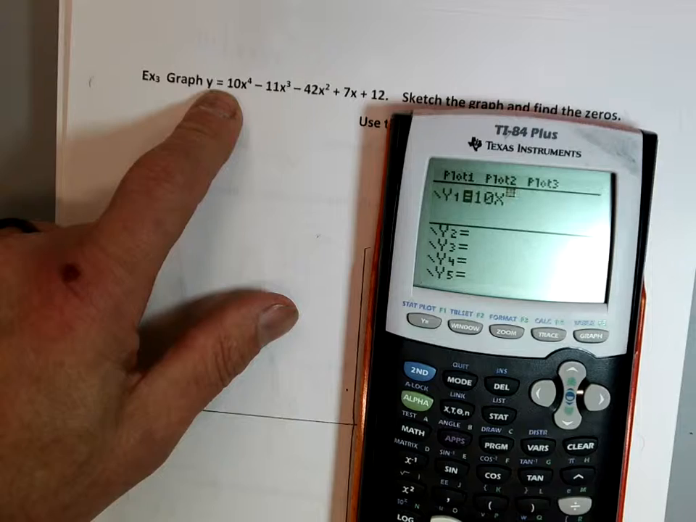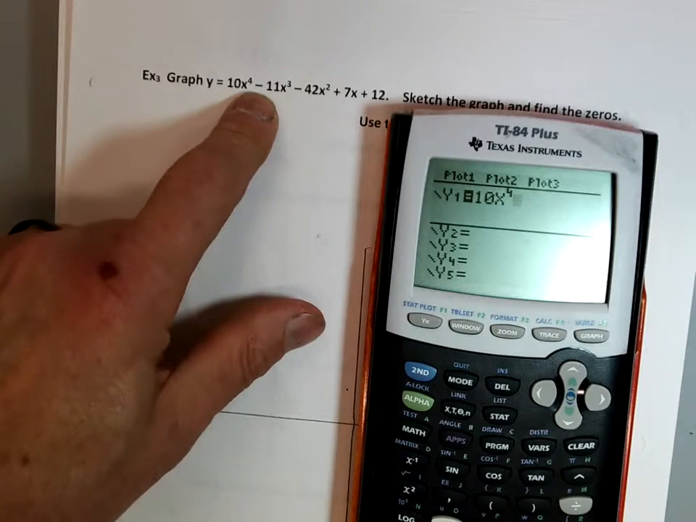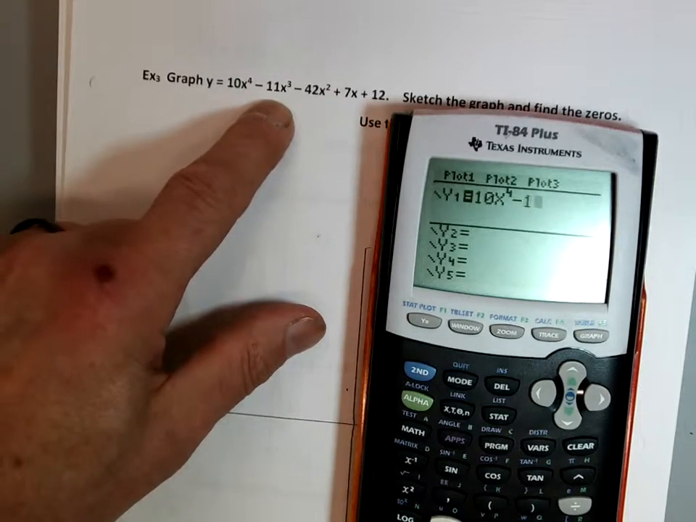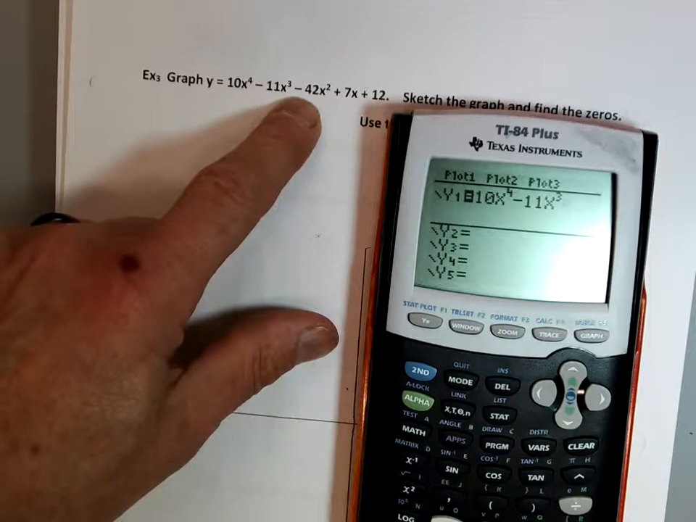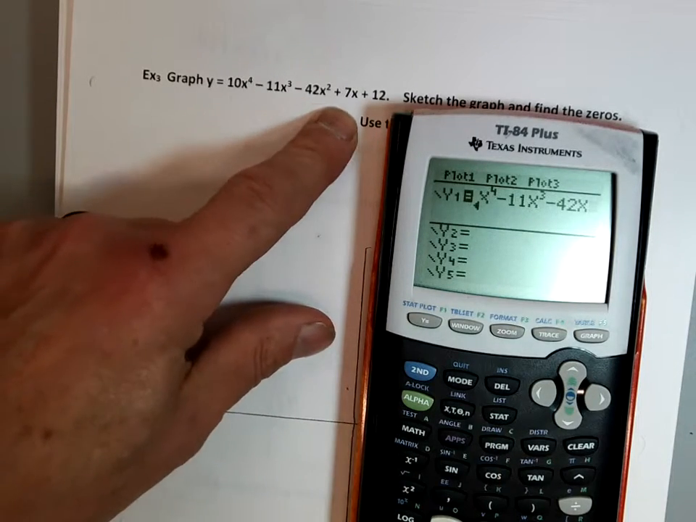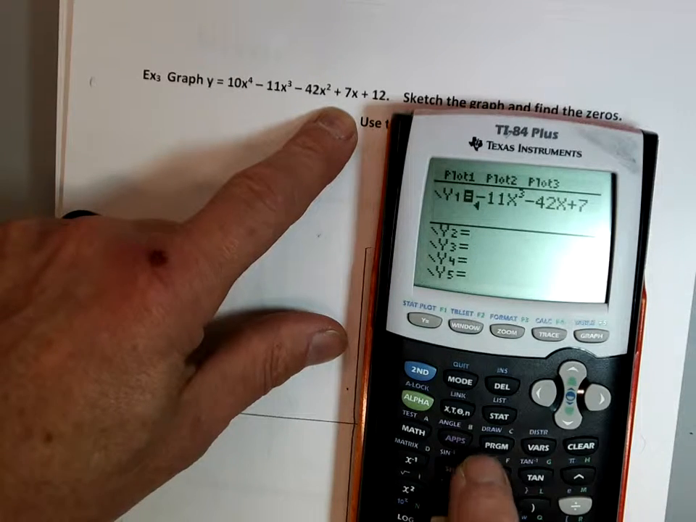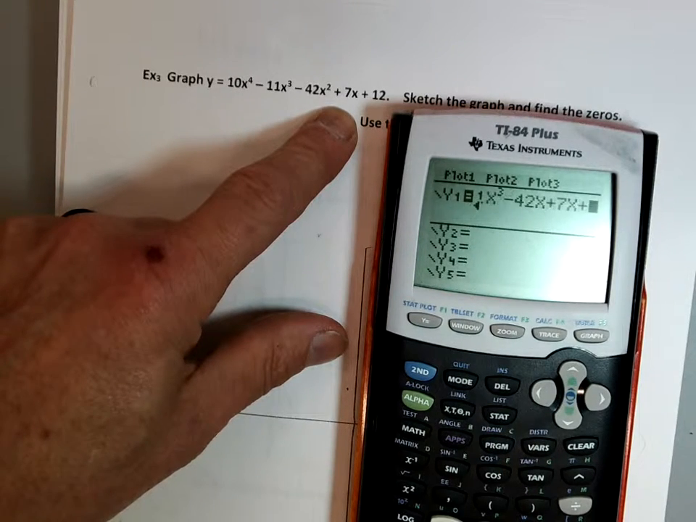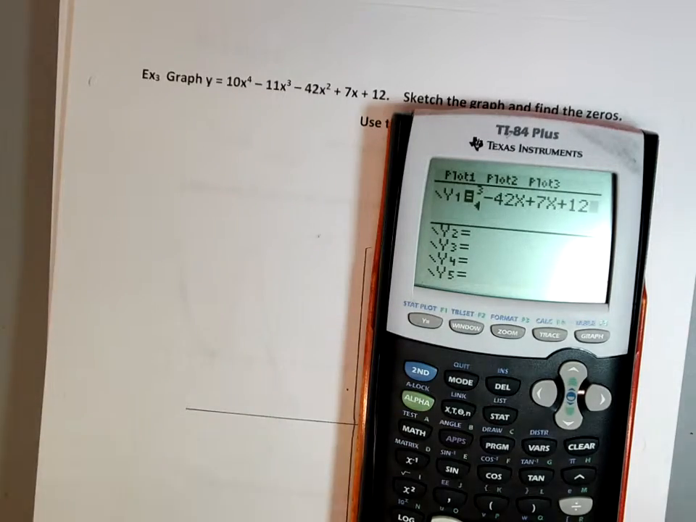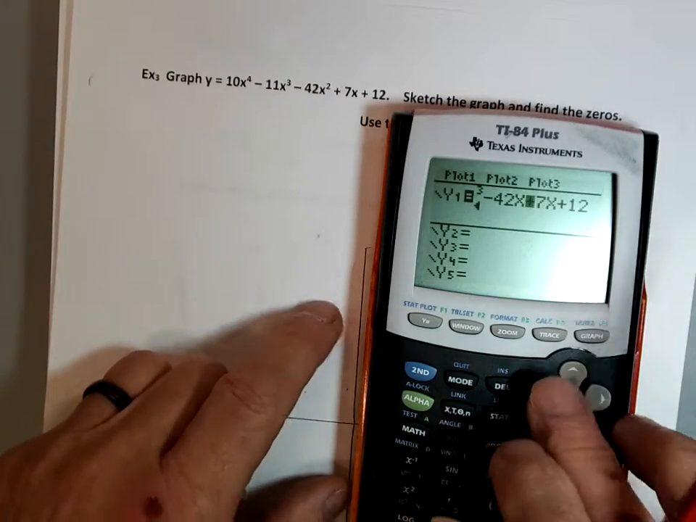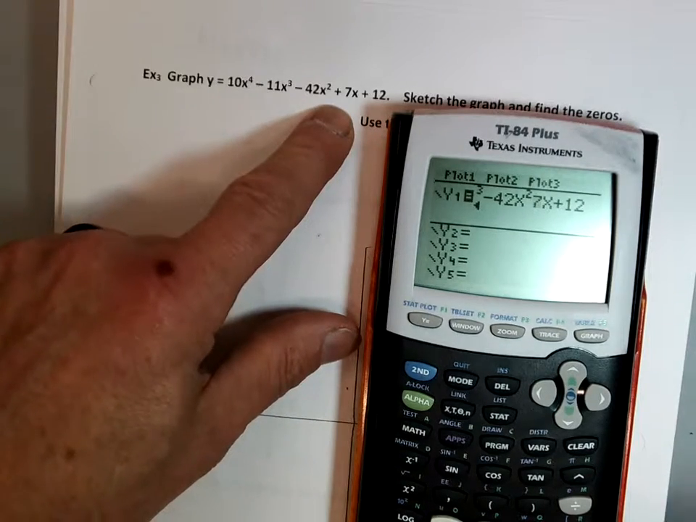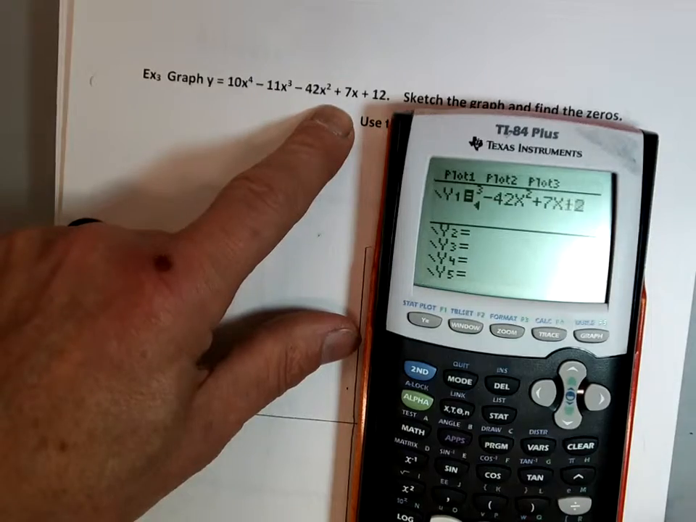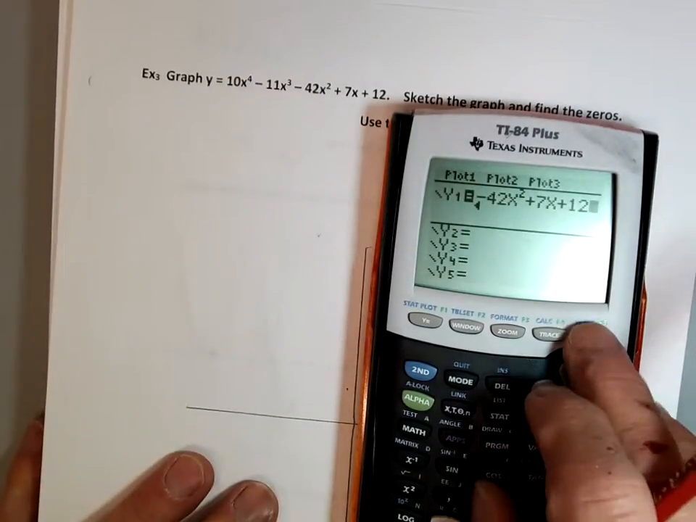10x to the 4th power, over arrow, subtract, not negative, subtract 11x to the 3rd power, over arrow, subtract 42x, plus 7x plus 12. Okay, how am I doing? 42x squared. Uh-oh. Thank you very much, Cole. X squared. I would have had the wrong graph. Plus 7x plus 12. Okay, let's graph it. Let's see what it looks like.